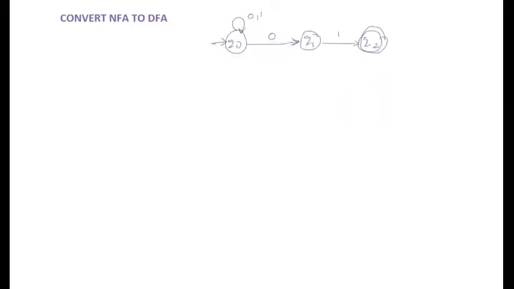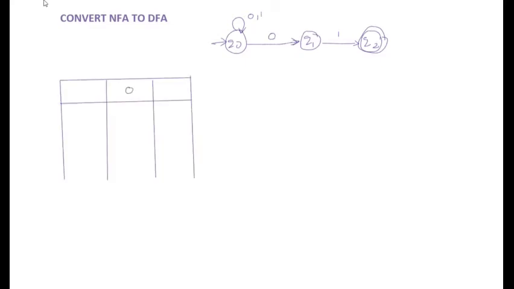We will see one more example to convert NFA to DFA. There are two input symbols in the given NFA, so we need to take 3 columns. Input symbols 0 and 1 should be written on the first row. The starting state is Q0.